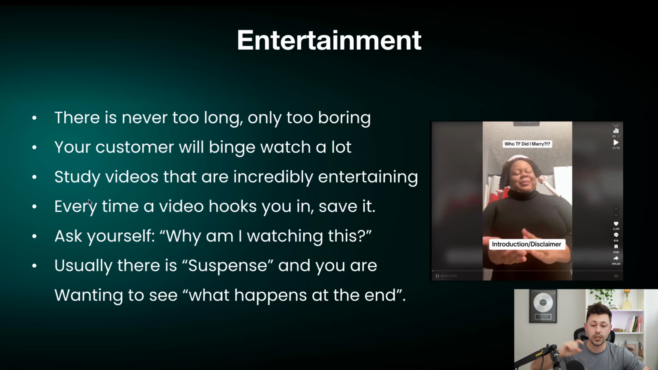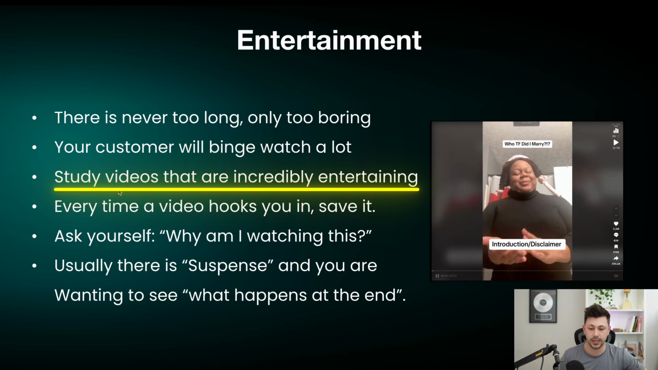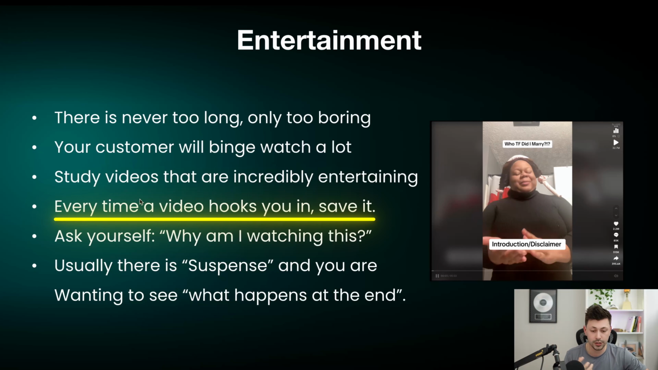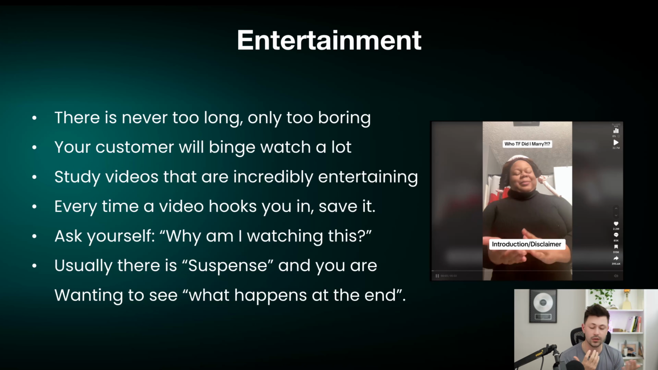And if you can go and study videos that are incredibly entertaining, and every time a video hooks you in and you find yourself just watching a video for 20 or 30 seconds or even a minute, you need to ask yourself, why am I doing this? And then from there, save it so you can build a swipe file of ads that just grab your attention and keep you locked in. And then ask yourself, why am I watching this?